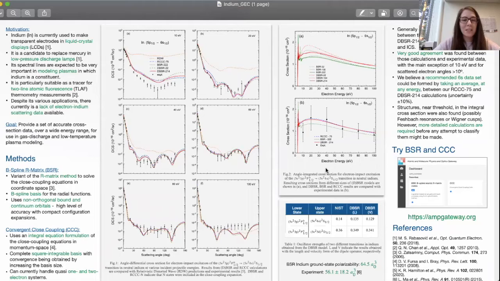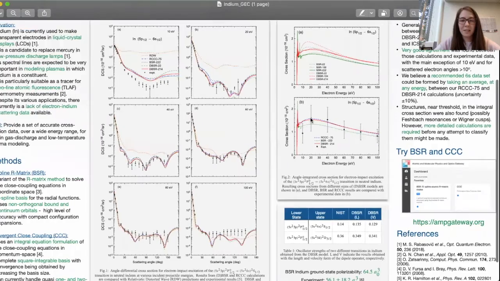Here in our legend, where RCCC and BSR are labelled with a particular number, that number indicates the number of states in the configuration expansion. Overall, for all the different incident projectile energies, DBSR and RCCC agree very well with each other and agree satisfactorily with the experimental results.